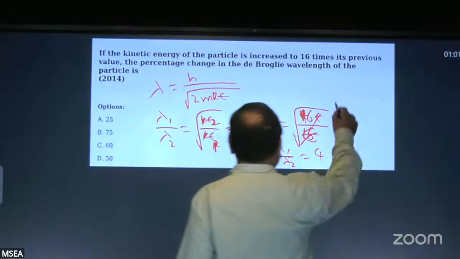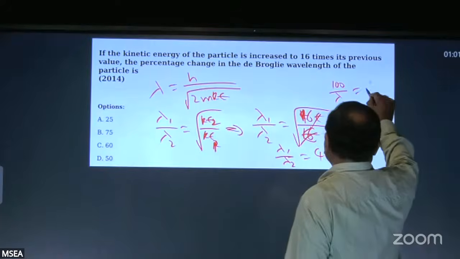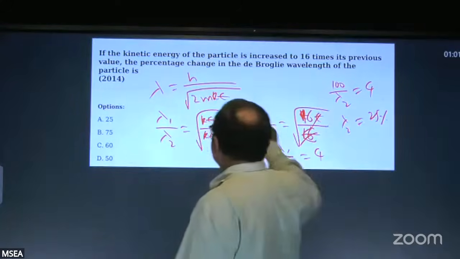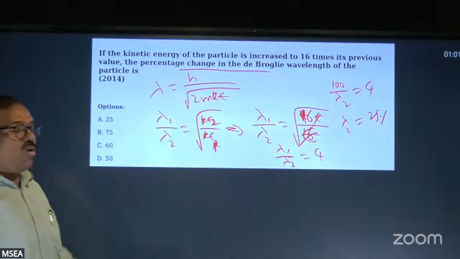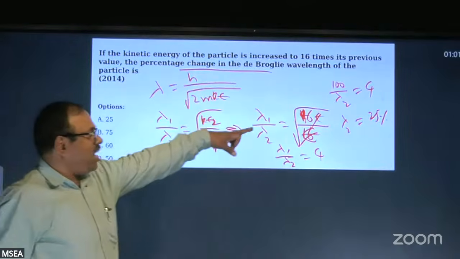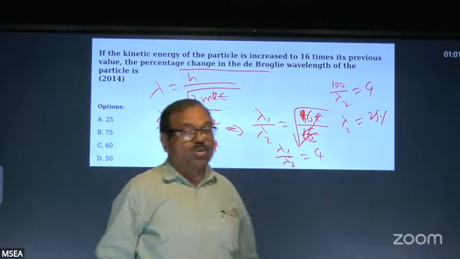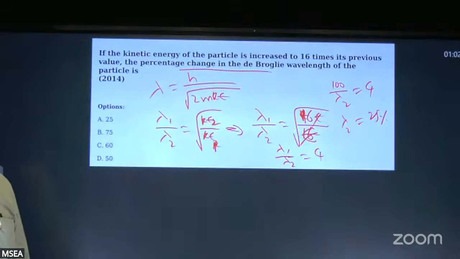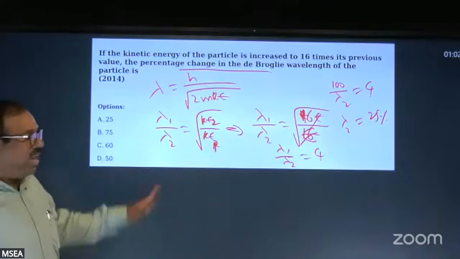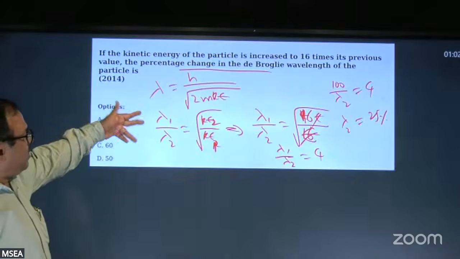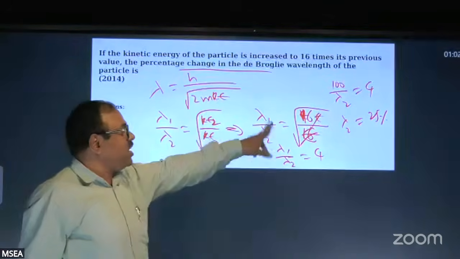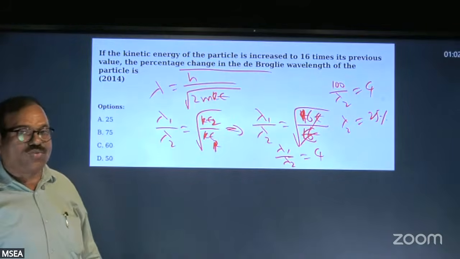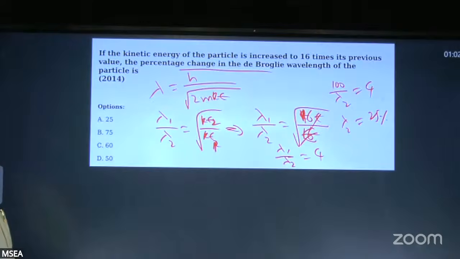But he's asking about percentage. If the original lambda 1 is 100, then 100 by lambda 2 is equal to 4, so lambda 2 is 25%. Then what about the change in the de Broglie wavelength? Originally lambda 1 is 100, and now lambda 2 becomes 25%. So the change in the de Broglie wavelength is 75%. This type of question: whenever they give something in percentage, whatever they are asking in percentage, the original or initial value you take as 100. Okay, we move on to the next slide.